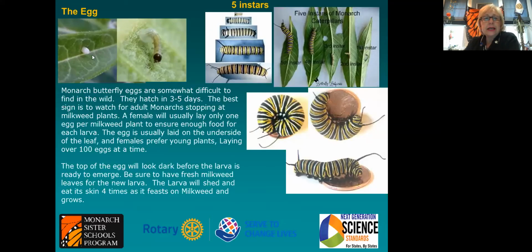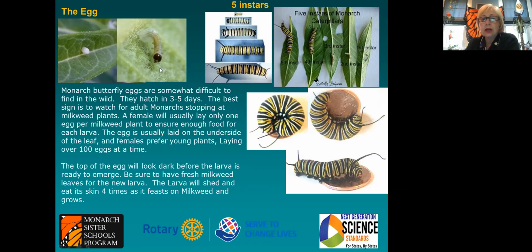So let's look at it again. Here's the egg. Here's the little caterpillar coming out of the egg with hardly any skin at this point. The caterpillar turns around and eats the eggshell. So if you don't see it before it comes out, you won't be able to find that empty eggshell because it's gone. And then it starts eating the leaf and everything around it.